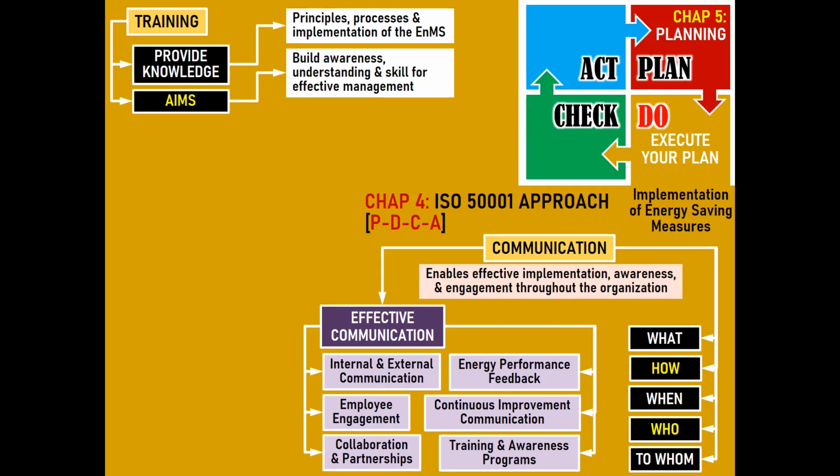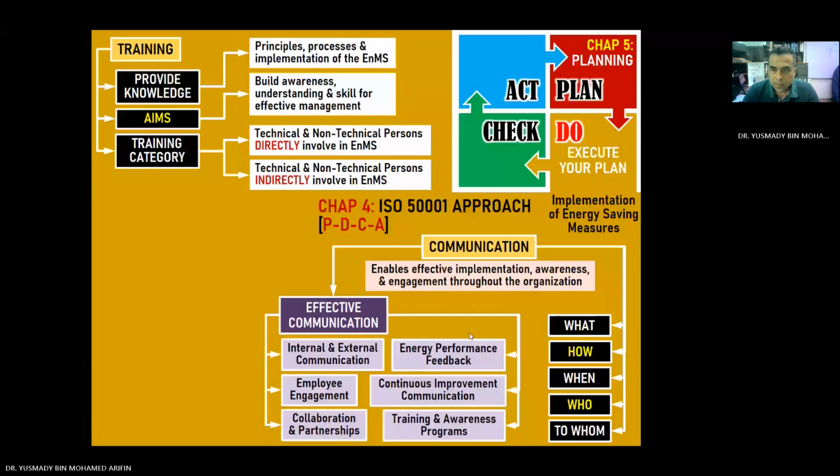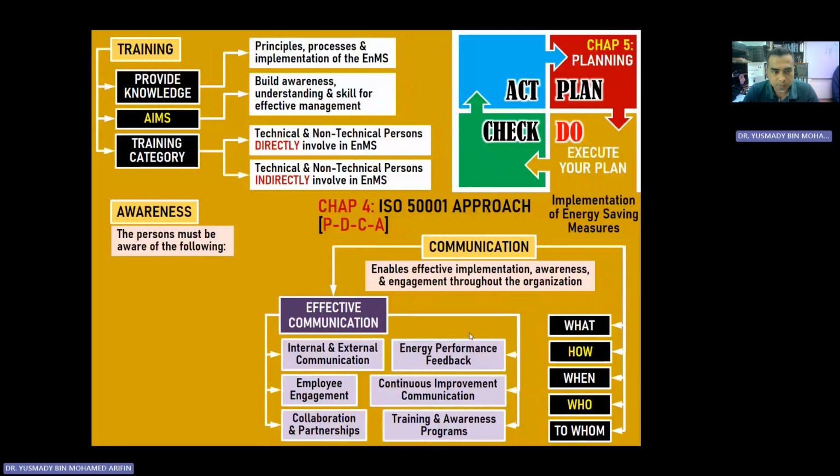The aim of the training is to build awareness, understanding, and skill for effective management. There are two categories of training. First, training for technical and non-technical persons who are directly involved in the energy management system. And the second one is training for technical and non-technical persons who are indirectly involved in the energy management system. And also we need to promote or introduce awareness about energy management.